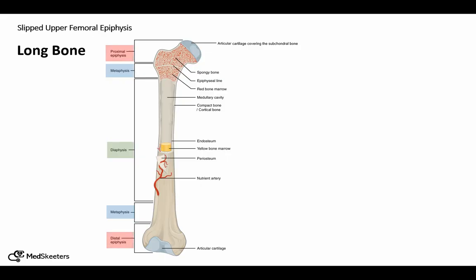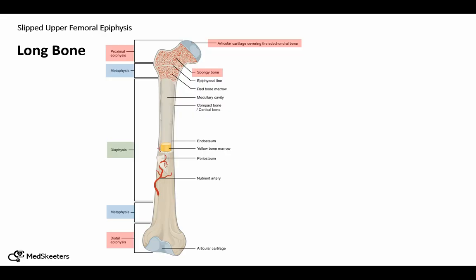Epiphysis is the rounded end of a long bone. Its main job is to form joints with the adjacent bones. The epiphysis is covered by articular cartilage at the joint. Subchondral bone is the bone below the articular cartilage and its growth plate. Epiphysis is made up of spongy bone known as trabecular bone.